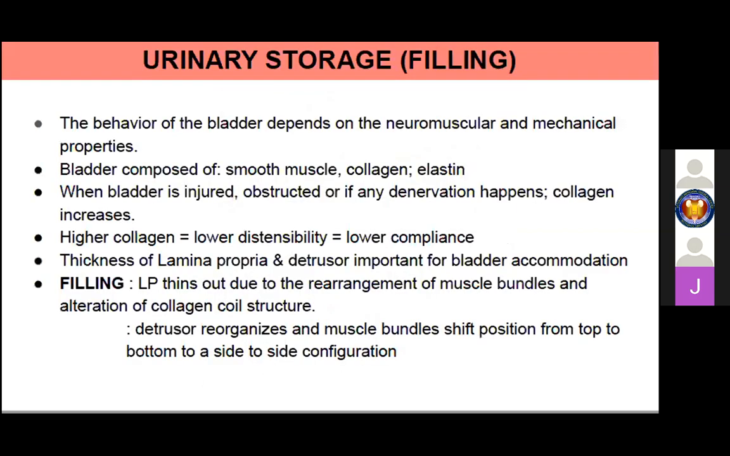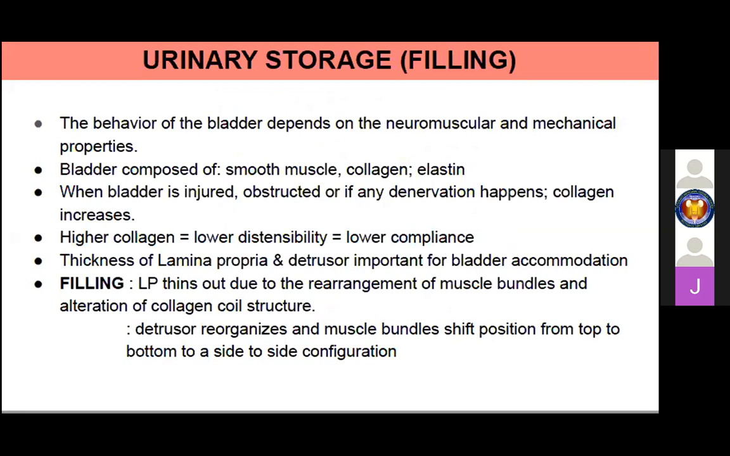Next, please. Here you have the urinary stage filling. The behavior of the bladder depends on the neuromuscular and mechanical properties. The bladder is composed mostly of smooth muscles, 50% collagen, and elastin, which is I think 2%. When the bladder is injured, obstructed, or any denervation happens, the collagen increases, which is bad, because higher collagen can cause lower distensibility and lower compliance.